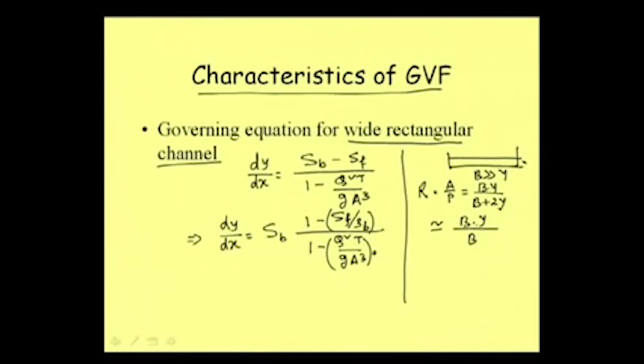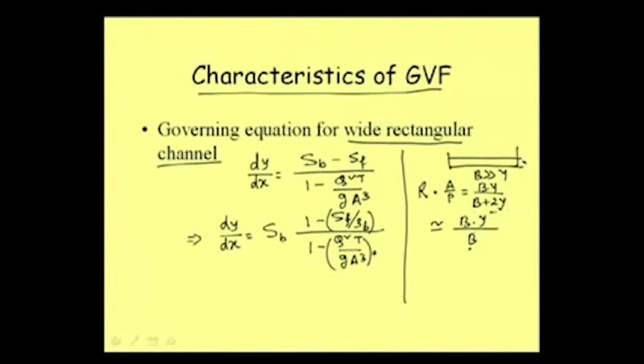For example, I said at the very beginning, suppose our bed width is 100 meters and in that 100 meters our depth of flow is suppose 1 meter or say 2 meters. Depth of flow is 2 meters and bed width is 100 meters. Then area is 100 into 2, so that will become 200.